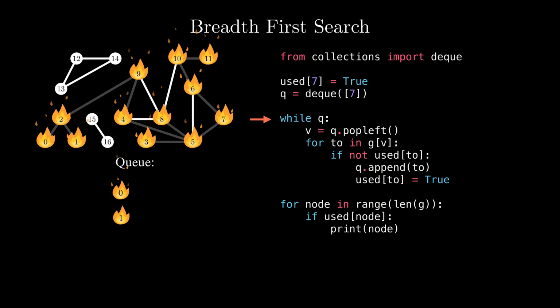After that, we will take node 0 and as it's connected to node 2, we won't do anything. Finally, we will take node 1 and as it's also connected to node 2, we won't do anything, which will stop the fire from propagating and empty the queue.